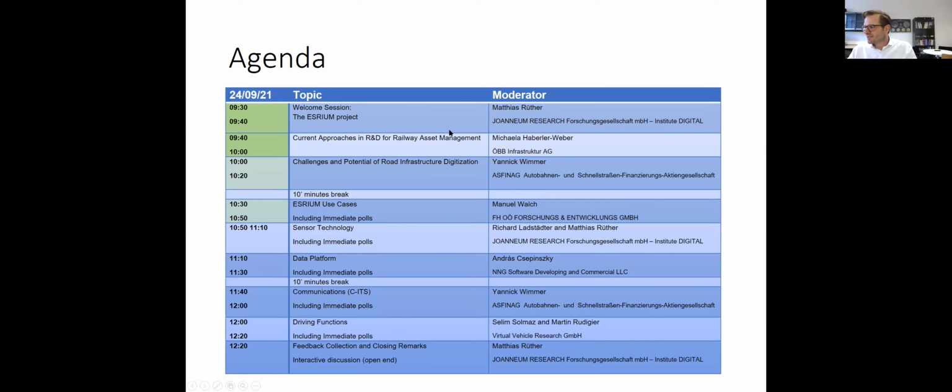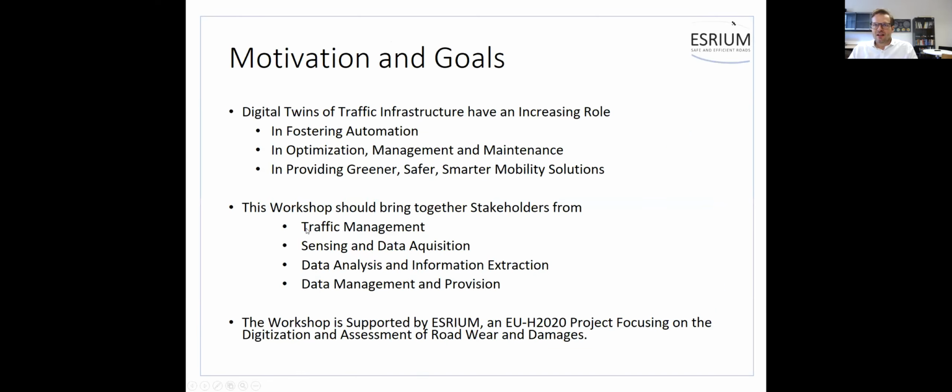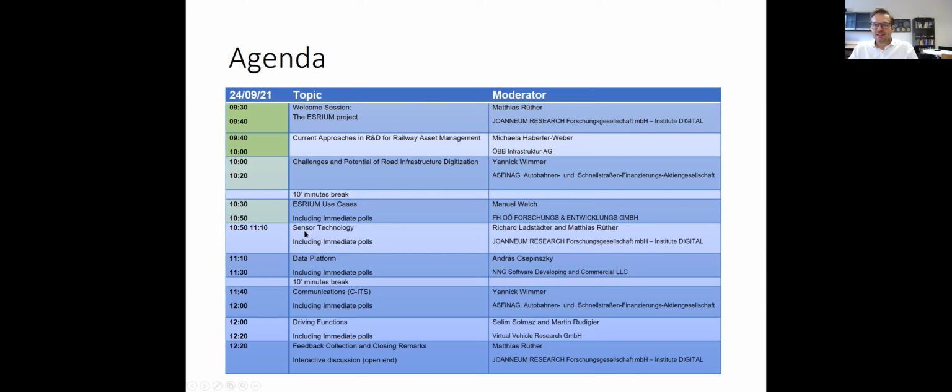Okay, so I hope we can continue now and everyone hears me again. After our use cases, we now jump right into the technical details on how to actually gather such a type of information and then how to administer and distribute it. And the first talk on this will be about sensor technology.